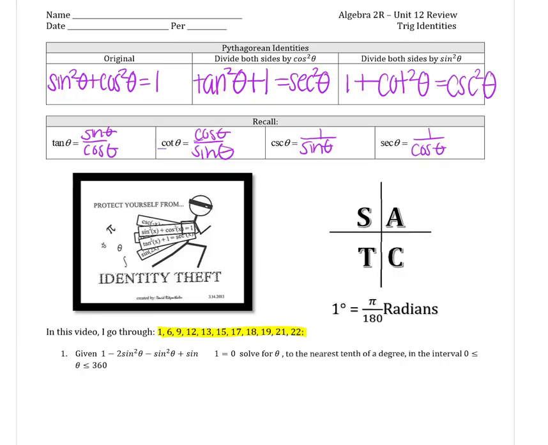Now, something else can come from these identities. I can rearrange these to be multiple things. So for example, I can solve this original trig identity for sine squared theta by rewriting it as 1 minus cosine squared theta. And that's a substitution we'll use sometimes. Likewise, I can solve for cosine squared of theta, and that's going to equal 1 minus sine squared of theta.